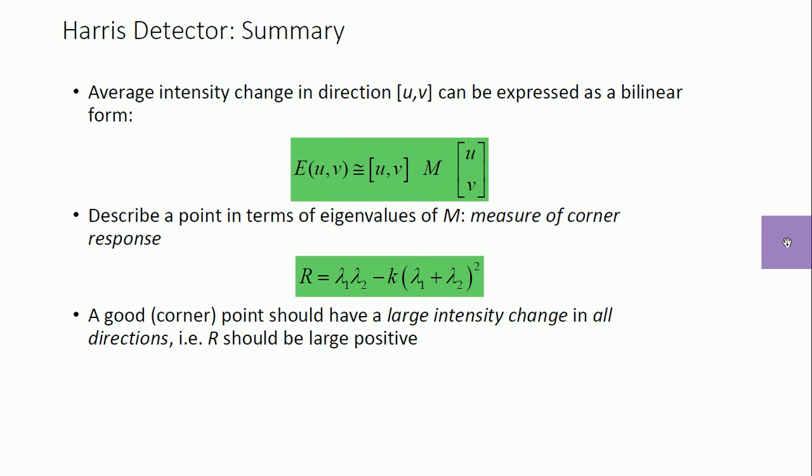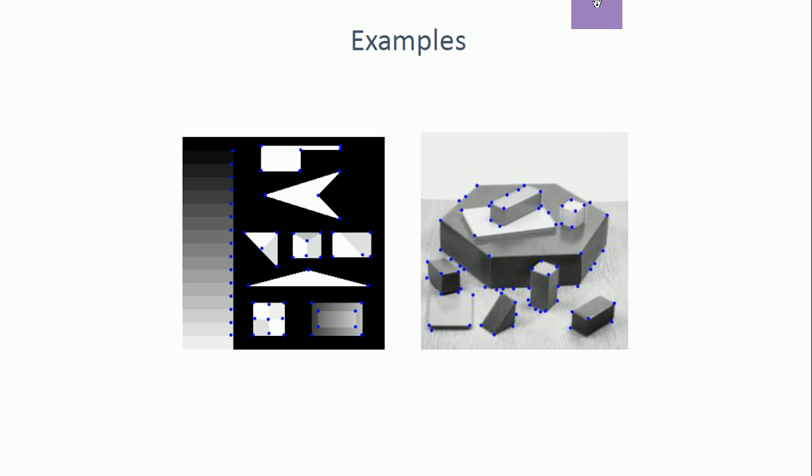The average intensity change in the direction of a shift can be expressed as a bilinear function. Then describe a point in terms of the eigenvalues of M, and measure the corner response like this. Good points should have large intensity changes in all directions, so R should be large and positive.